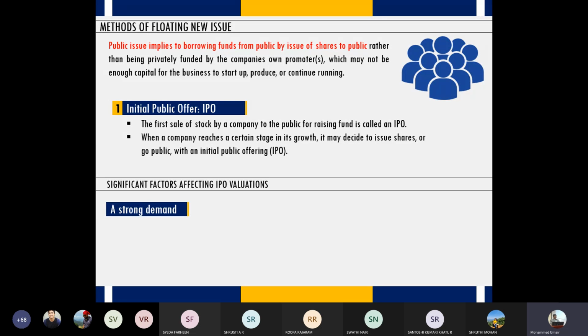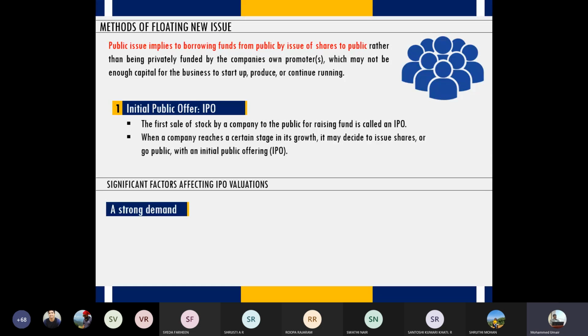Parameter number one, a strong demand. A strong demand not just for the shares. Here, a strong demand also represents the demand for the offering that the company is giving to the customers, right? So the company which is issuing shares, does the product of this company have a strong demand in the market or not? That's the first assessment you have to do.